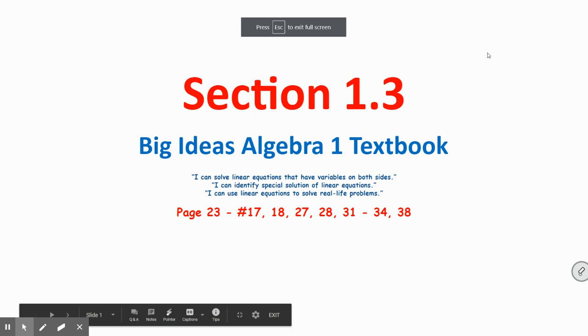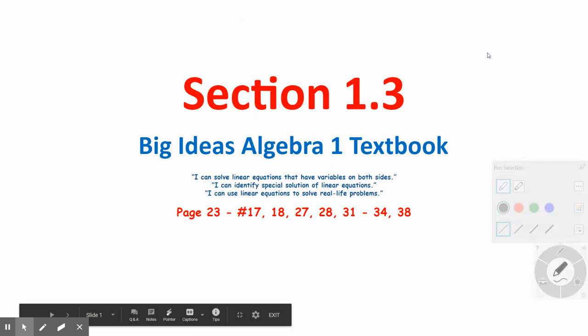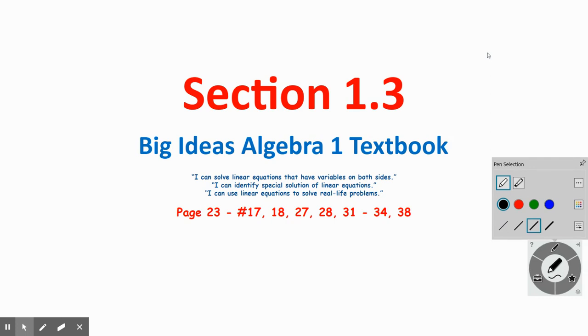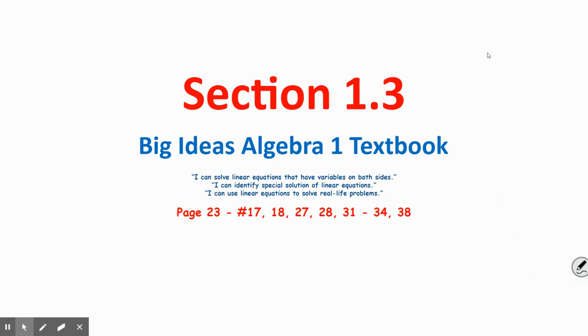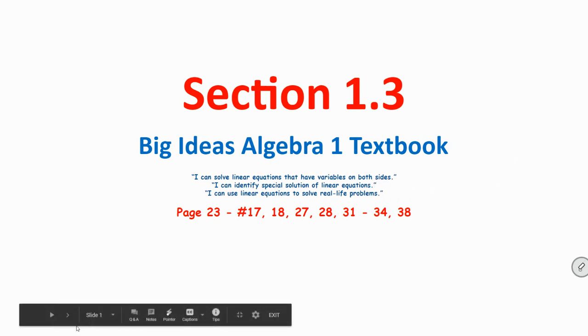Okay, we're back. We're going to try to finish up section 1.3 here. It's going to be all about using linear equations to solve real-life problems. A lot of these problems are going to have variables on both sides. With that, let's get started.